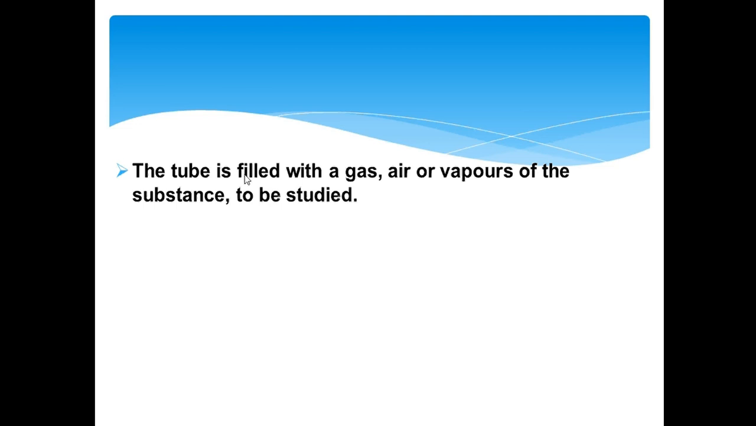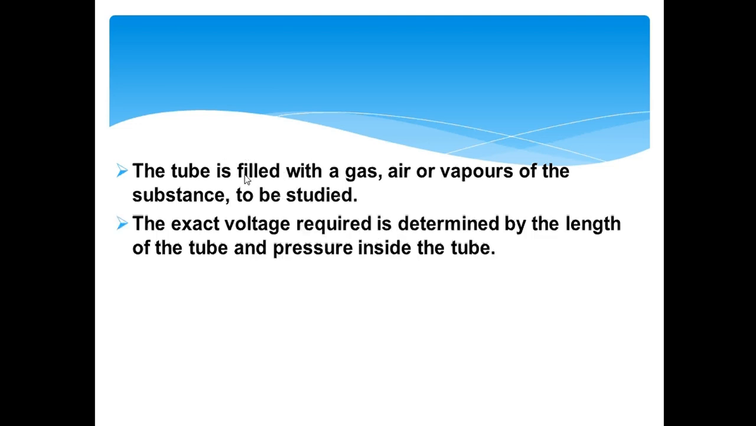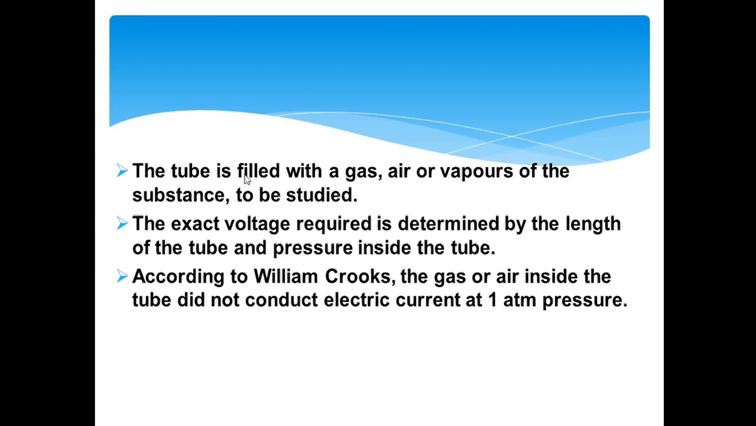The discharge tube is filled with a gas or air or vapors of the substance to be studied. The exact voltage required is determined by the length of the tube and pressure inside the tube. According to William Crookes, the gas or air inside the tube did not conduct electric current at 1 atm pressure.